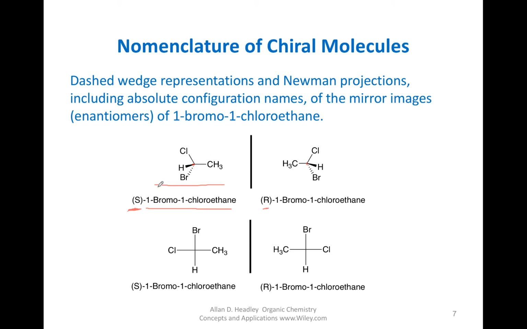Notice again, if this is an S and this is an R, they are enantiomers. So here's another trick. If you're asked what is the relationship between two molecules, you can determine the absolute configuration. If they're both the same letters, S and S, they are the same molecule. If they are different, R and S, then they are enantiomers. So again, you will have to decide what works best for you.